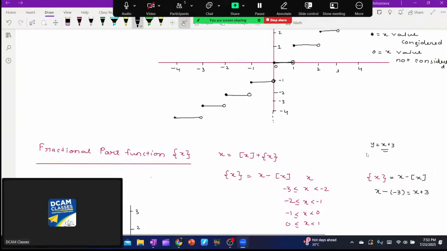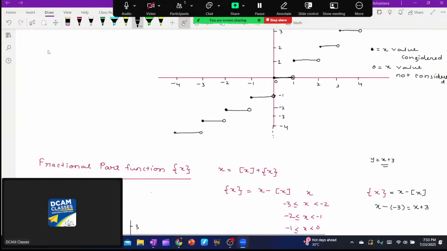Achha, I forgot to tell you the domain and range of this step x function. Domain will be R, range will be Z. Z means the integers, like minus 3, minus 2.